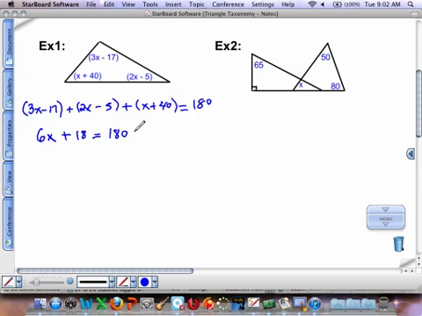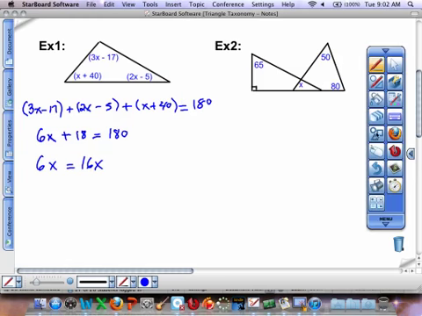How do I solve for x now? 6x equals 162. And therefore x is 27. Pretty simple.